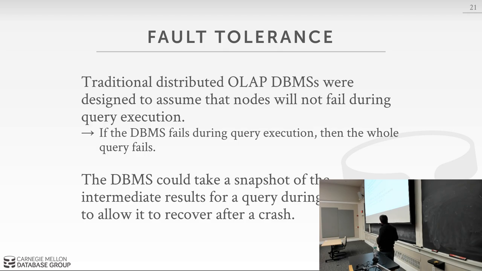So in the mid 2000s, when Hadoop and MapReduce at Google were coming into vogue, they decided that since they were going to run on really cheap machines that could go down at any point during execution of a query, they were going to take snapshots of the query at almost every single step along the way. That way, if one node crashes during the computation, another node could pick up where it left off without having to restart the entire thing.